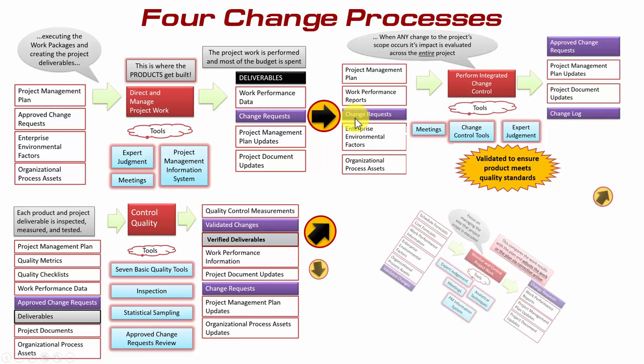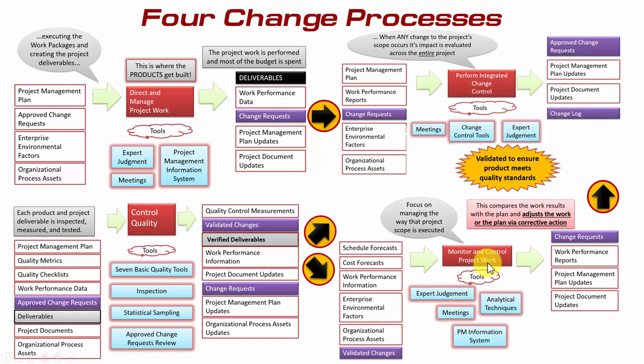The final piece here is the Monitor and Control project work. And the focus here is on managing the way that this project scope is executed. What this integration process does is compare the work results with the plan and adjusts the work or the plan via corrective action that I've covered earlier. Again, the focus I want you to have here is that the validated changes also go into monitor and control project work. And the purpose here is that when changes are approved and made, they also need to be brought back into the process of monitor and control project work to make sure they were executed and rolled out properly.